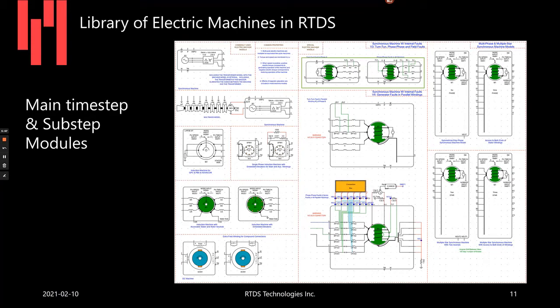Here is a view of the library of electric machine models in RTDS. Most of them may be used both in main and sub-step modules. If you are not familiar with main and sub-step modules, the main step is used mostly for power systems, around 50 microseconds. If you have high frequency switching of power electronics, you're advised to use sub-step. You can go to a very low simulation time step.